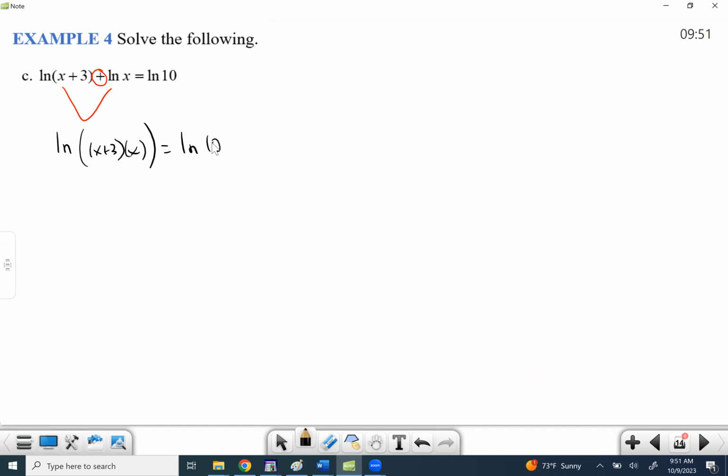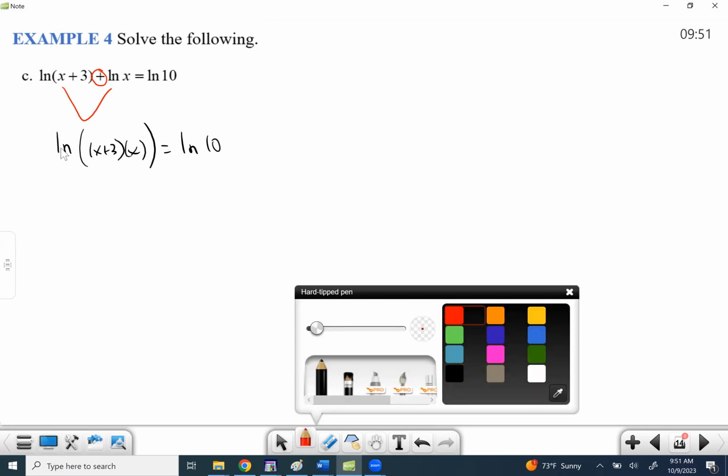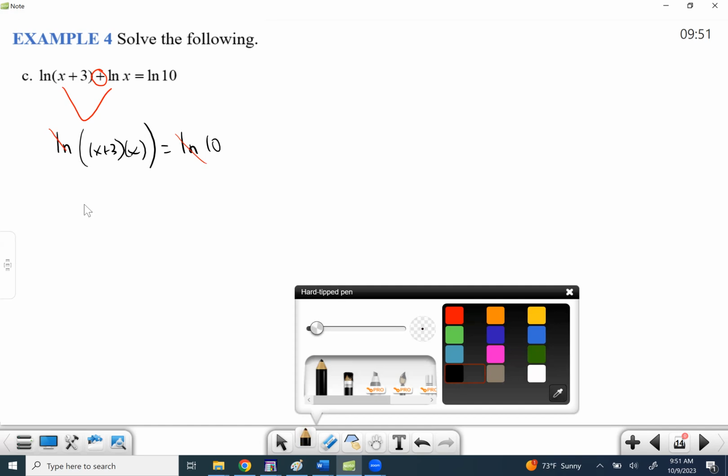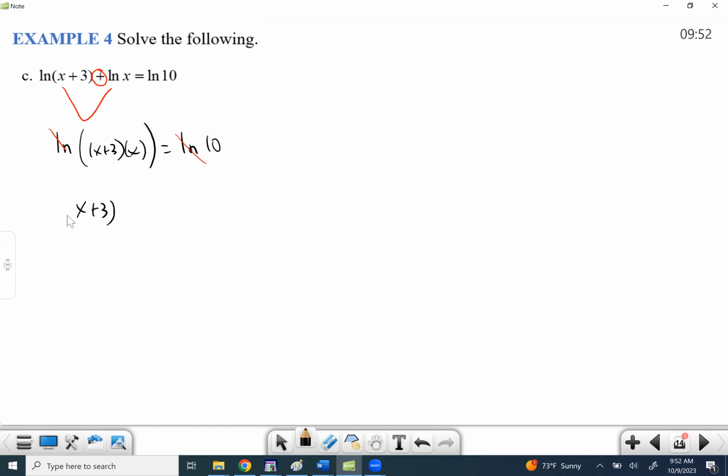So now we're allowed to use the equivalence property of logarithms because they're both natural logs. That means they have the same base. They have base e. So we're going to take x plus 3 and we're going to multiply it by x. So if we do that, we get x squared plus 3x equals 10.